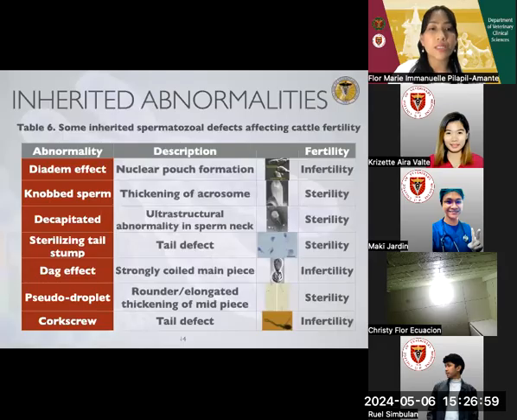Now, on the male part, we have different abnormalities of the sperm, and we have the respective description leading to either infertility or sterility. So let's have an example here of a sperm, and we have a picture. The thickening of the acrosome, which is the cap of the sperm, leads to sterility. Sterility is the permanent inability to procreate. Another example is the corkscrew, and we have a picture here of the tail that is twisted, and this leads to infertility.